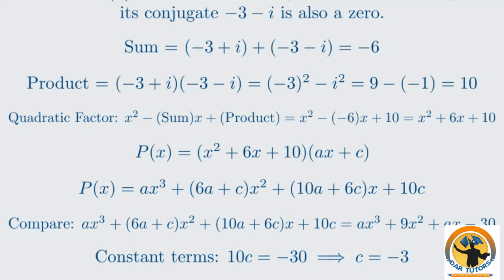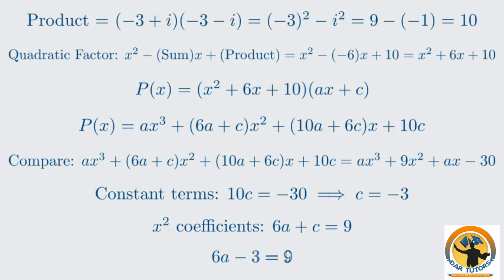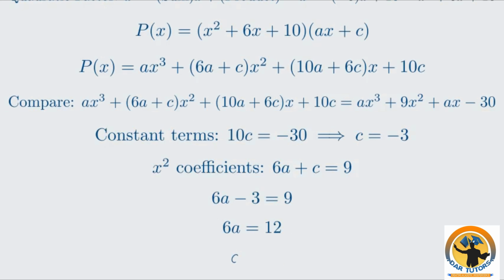Now we can find a by equating the coefficients of x^2. The coefficient of x^2 is 6a + c. This must equal 9. Substituting c = -3, we get 6a - 3 = 9. Adding 3 to both sides gives 6a = 12, so a = 2. We have found a = 2 and c = -3.